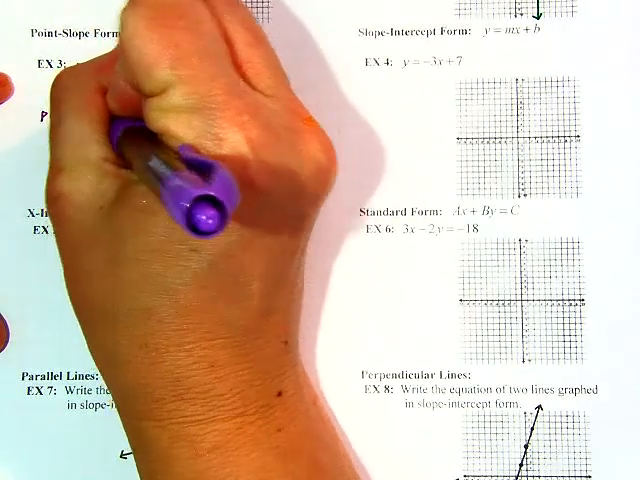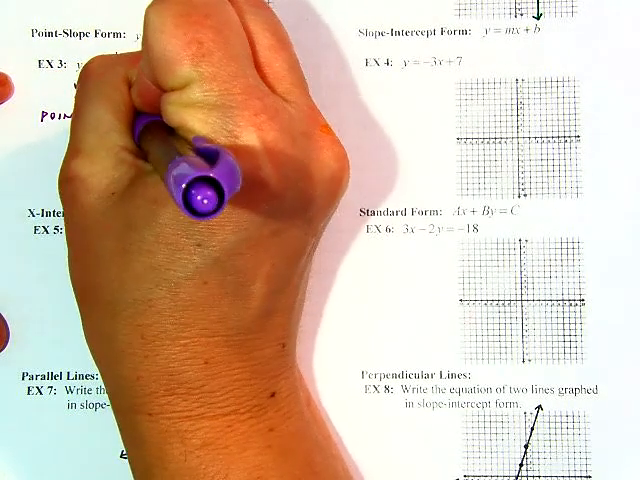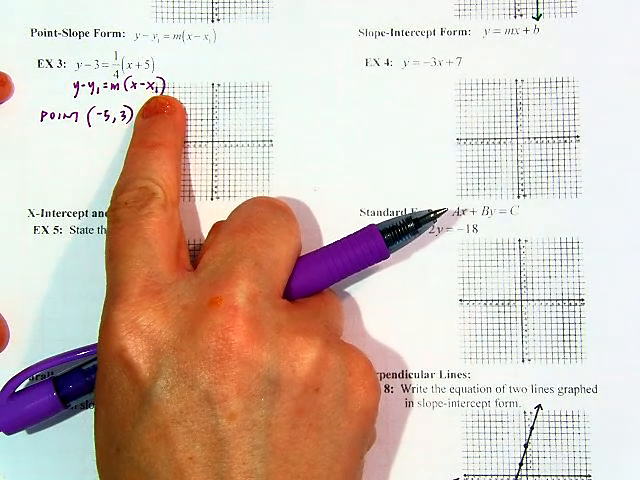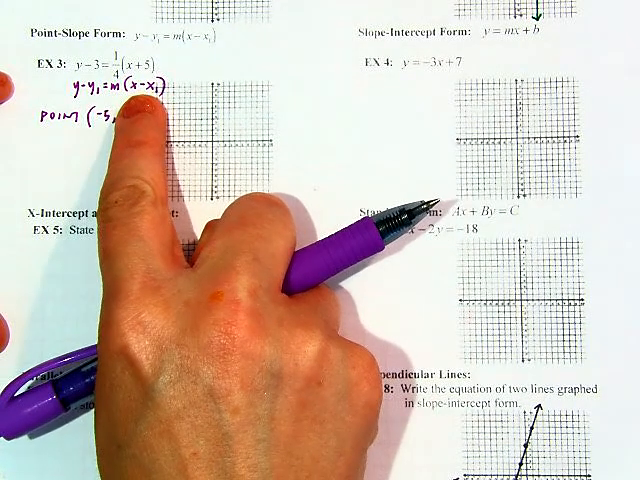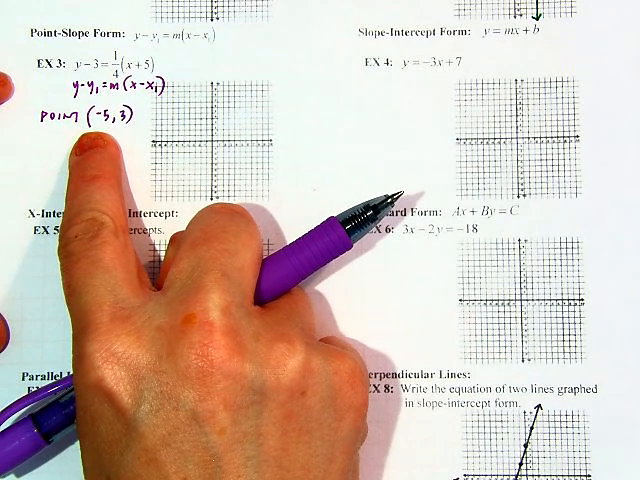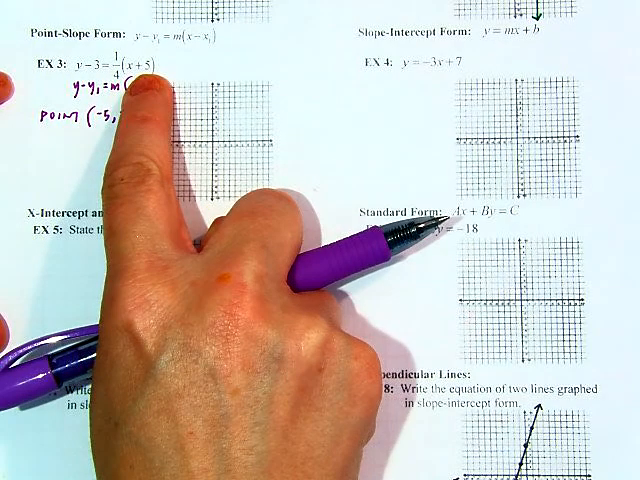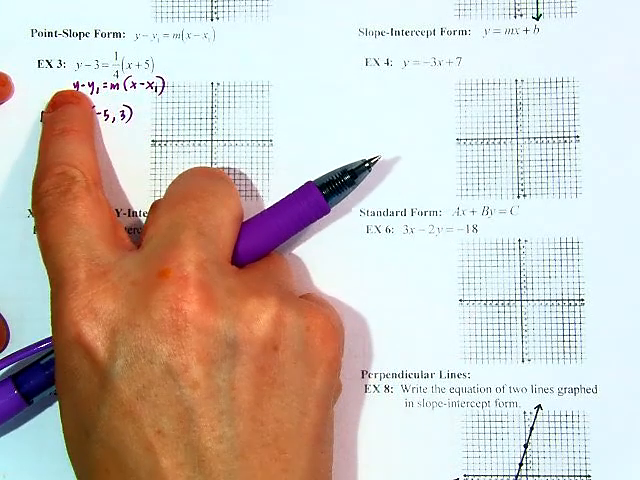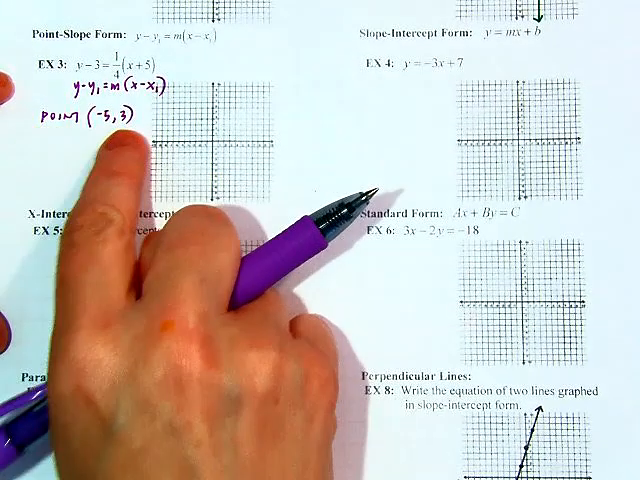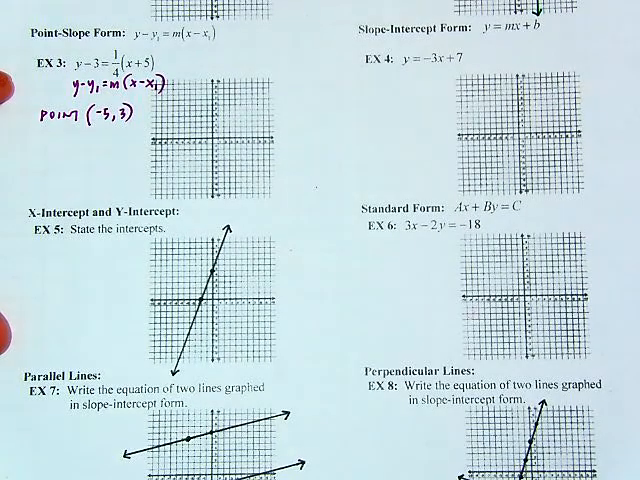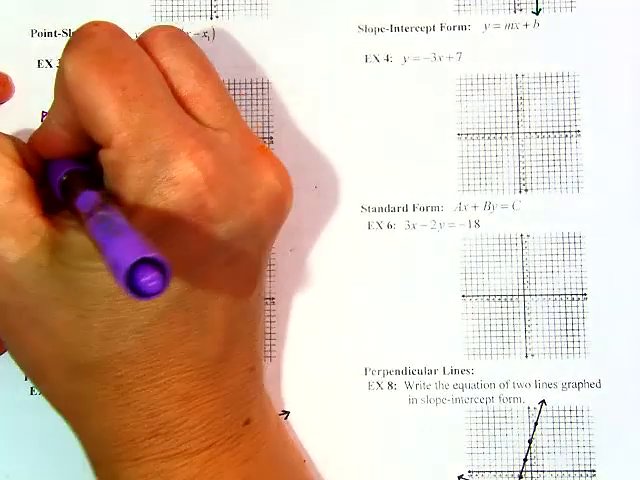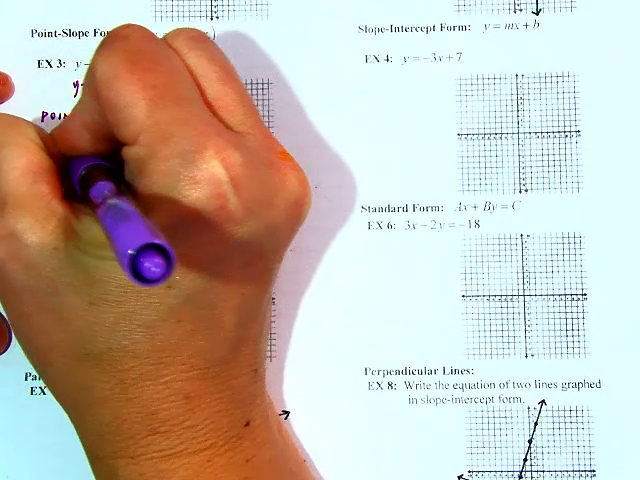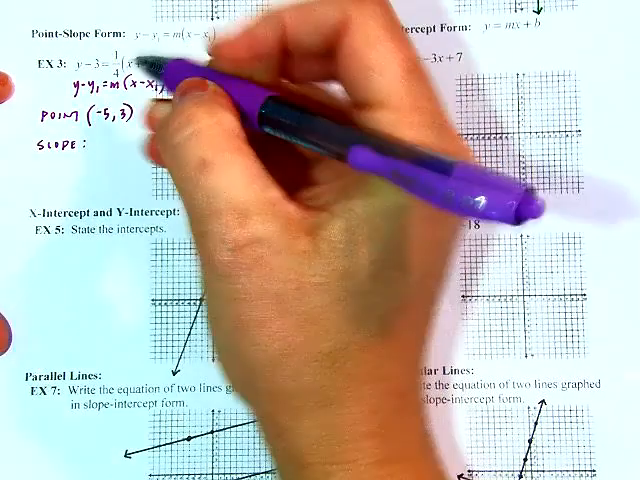So -5, +3. If I took a -5 and I plugged it right back in here, this would read as x minus -5. And when I subtract a negative, it goes to a positive. And if I just plug in a 3 right here, it reads as y minus 3. So the point is the opposite sign of what it appears. Okay, and then the slope, the m, the slope is right here at 1/4.